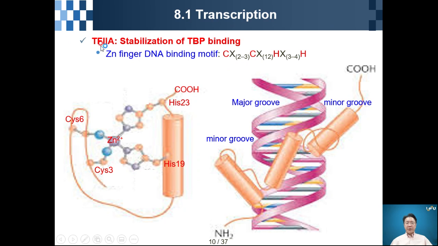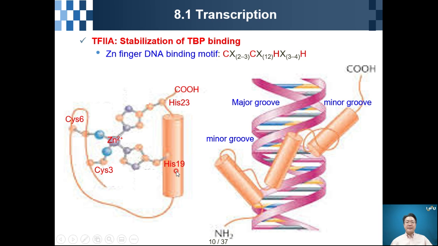Okay, so transcription factor 2A exactly fits into the major groove of the DNA. DNA is composed of the major groove and the minor groove, and transcription factor 2A fits exactly into the major groove of the DNA. After that, it will stabilize the TATA box binding protein's binding. So this is what we learned about transcription factor 2A's function and structure.